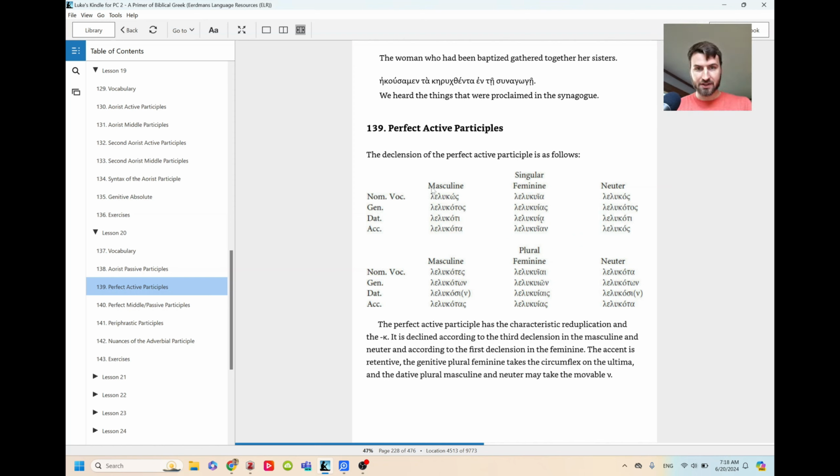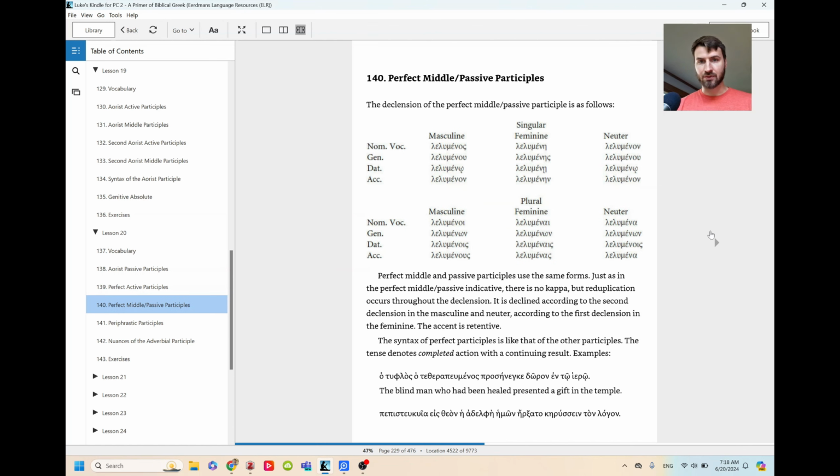So, perfect: a key standout is the reduplication at the beginning of the stem, and then the participle morpheme is kot here, plus the third declension, first declension, third declension endings for the active. And then for the middle and passive, we also get the reduplication, and then we get the men plus the second, first, second declension endings.